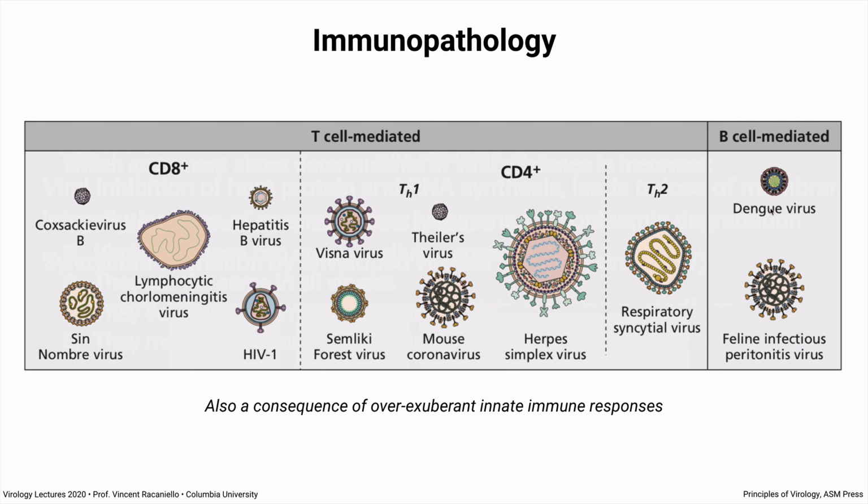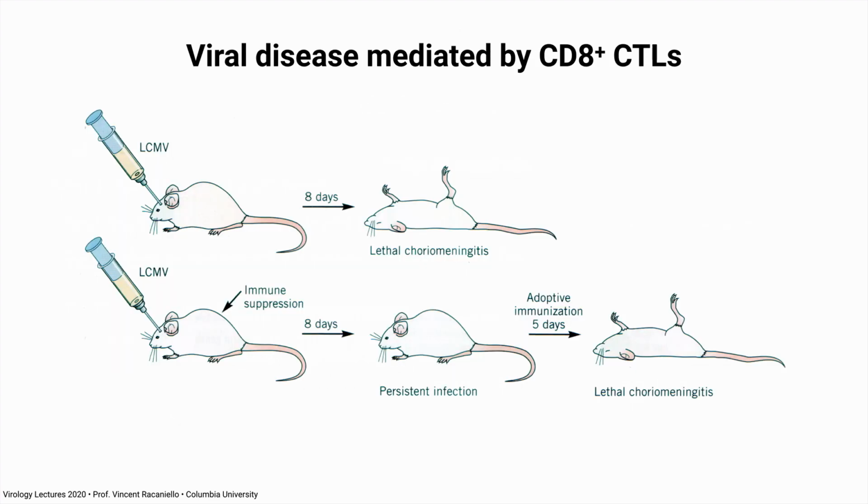There can also be B-cell mediated immunopathology, which is pathology caused by antibodies. And there's a coronavirus where that's shown, a coronavirus of mice. So let's go over some examples of these to illustrate.